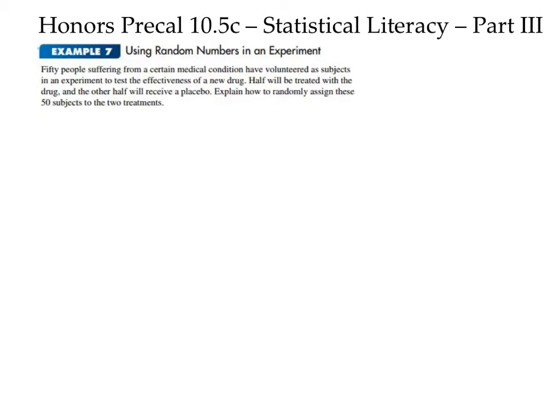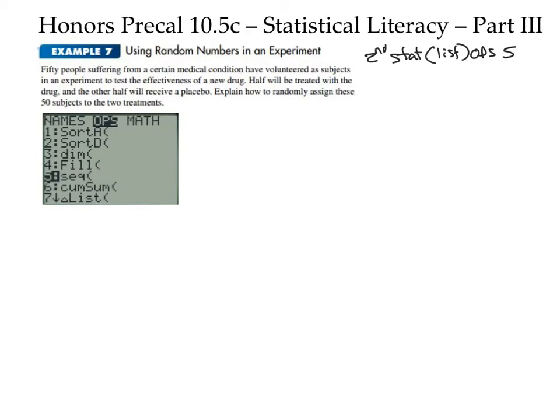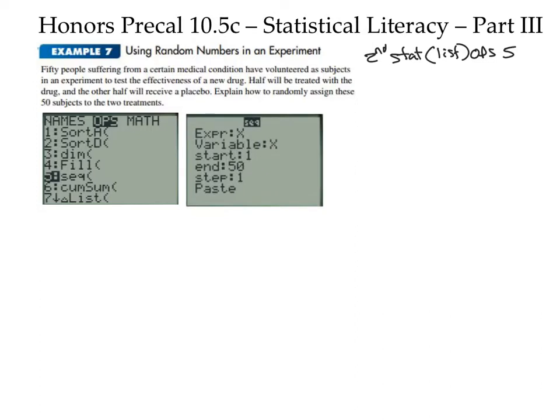So here's how I do that. I'm going to go to second stat, which is list, and then ops, and then 5, which is sequence. Should look like this. When I hit enter, I get the following screen. For this fairly simple case, we want the expression to be x. We want the variable to be x, which seems a little odd when you're first getting used to it.